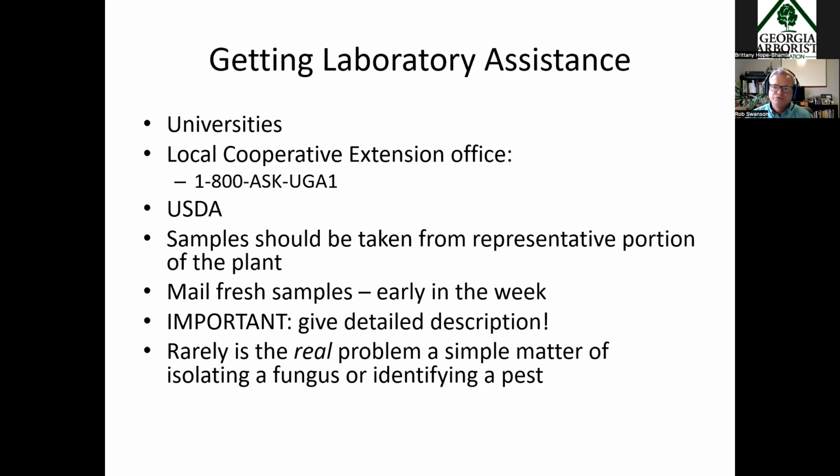Keep in mind, samples should be taken from representative portions of the plant. So if you have twig dieback, take a little section of the dead twig, some of the dead leaves, some of the live tissue up there, the transitional area where you think the pathogen might be active. Take samples from all these areas. Package them up accordingly.